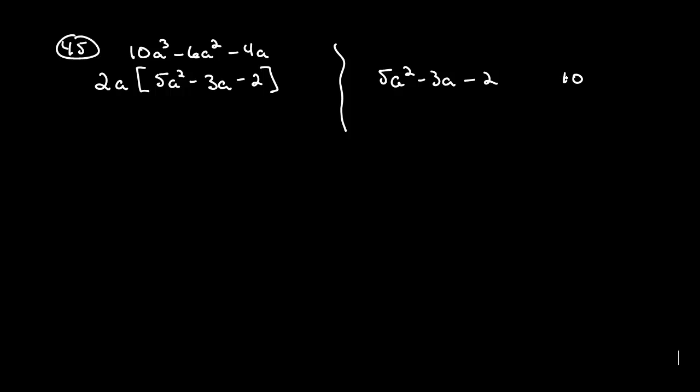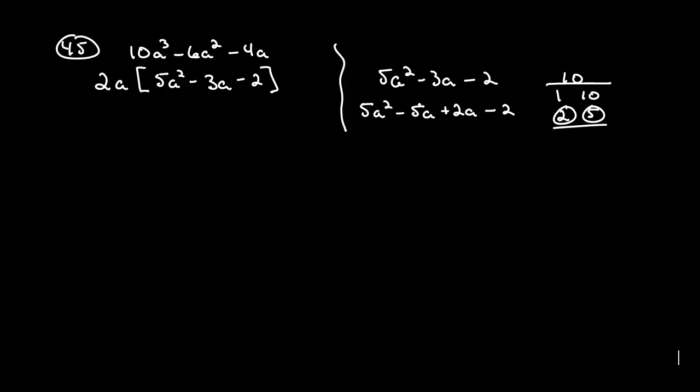Now I look at all the things that multiply together to give me 10. So 1 and 10, 2 and 5, and that's it. We're done. And now I say, do any of these add or subtract to give me the middle guy right here? And the answer is yes. 2 and 5 can give me negative 3 if I write it like this. So 5a squared minus 5a plus 2a minus 2. I used the 2 and the 5 here and here.